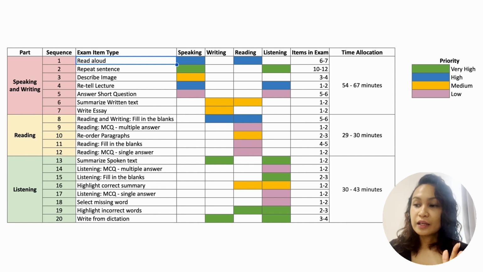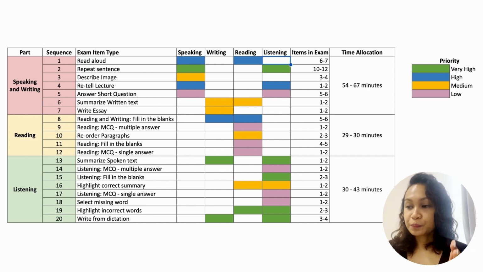Let's say read aloud. As you can see, I've actually highlighted speaking and reading, which means that if you take read aloud, it's going to contribute scores to your speaking and your reading. Okay, and then during the exam, you're expecting 6 to 7 items of read aloud. So I've written here the number of a specific exam type, like how many are going to come out during the exam. So I've also written here the time allocation. So you really have to be mindful of the time you spend on each of the exams.